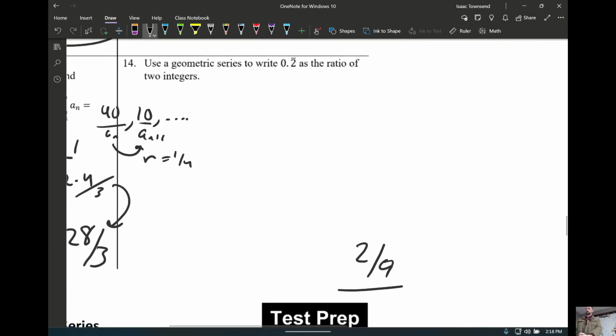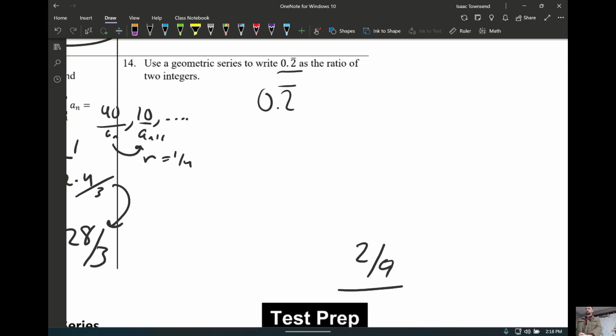Okay. Anybody would like to see number 14 worked out? Yes? Okay. So first thing I'd recommend on 14 is to write out 0.2 repeating. So we want to write that as a summation. We want it to be something plus something plus something plus something, and we want it to be geometric. So the somethings need to be multiplied by the same thing each time.